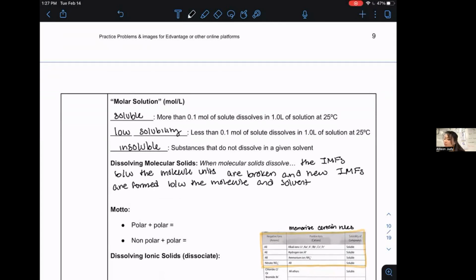If you have 0.1 moles of that molecule dissolving in 1 liter, at the very least, at 25 degrees Celsius, we call it soluble. If you have some, but not very much, it's low solubility. And if that molecular solid doesn't dissolve at all, you have insoluble. Sugar is a very soluble molecular solid. It's why you pour it in everything, like your coffee, which is an aqueous solution.